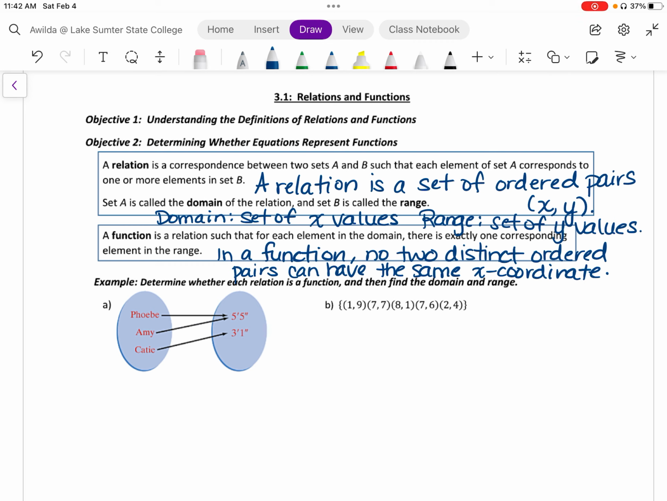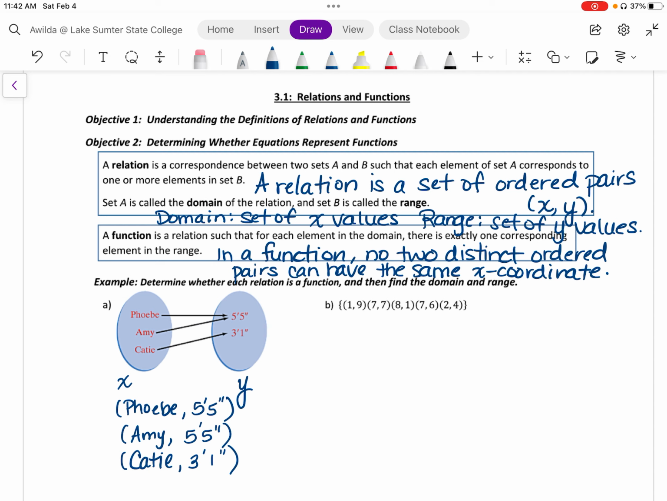This is called a map. And let's assume that in the first figure we have x values, and in the second we have y values. This mapping represents three ordered pairs. The ordered pair Phoebe, comma, 5 foot 5 inches. That's one ordered pair. The next is Amy, comma, also 5 feet 5 inches. And lastly, Katie, with a corresponding y value of 3 feet 1 inch.